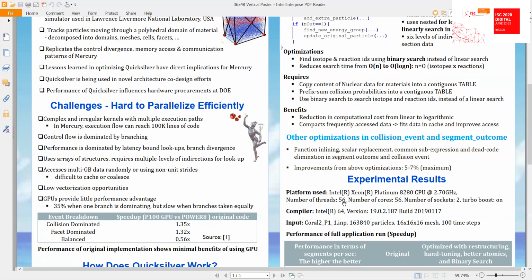Quicksilver has very low vectorization opportunities, and state-of-the-art GPUs provide little performance advantage. The original Quicksilver paper shows that the NVIDIA Pascal 100 GPU performs only 35% better than Power 8 CPUs.